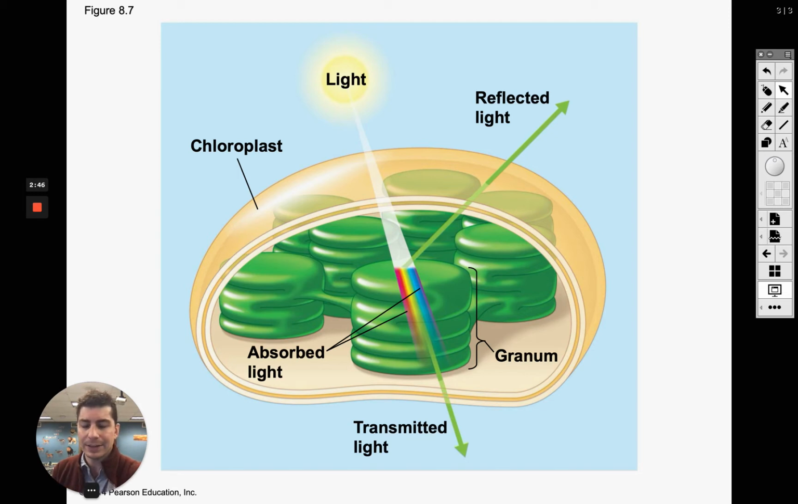Now, what are they being absorbed by? If you guys see, we have the thylakoid there. Inside of our thylakoid is the chlorophyll, all right? And that's what's going to absorb all of our sunlight.